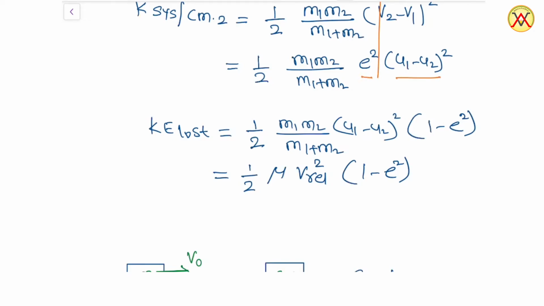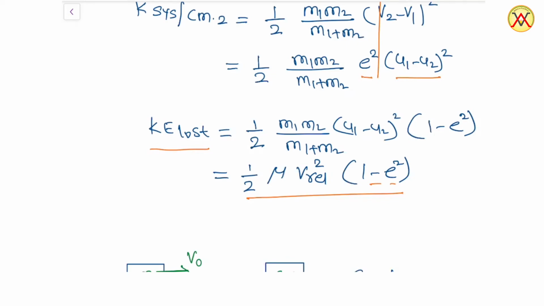So the kinetic energy lost is the initial kinetic energy of the system with respect to the center of mass minus the final, which is half m1 m2 upon m1 plus m2 into (u1 minus u2) squared into (1 minus E squared). In simple form, the kinetic energy lost is half mu v relative squared into (1 minus E squared). We can use this expression to find the kinetic energy lost during an inelastic collision where the coefficient of restitution E is given.